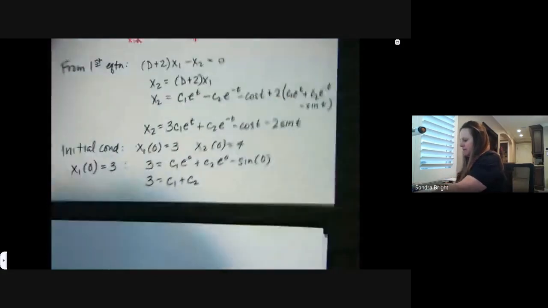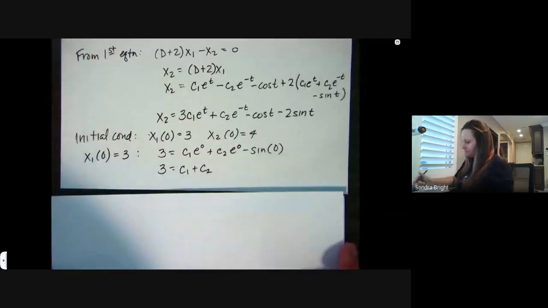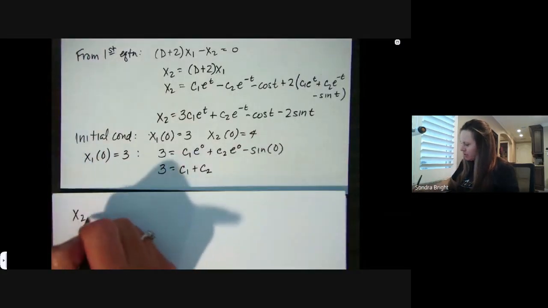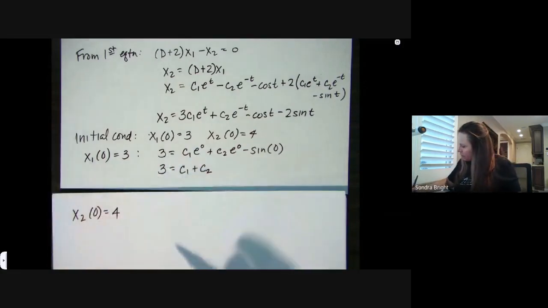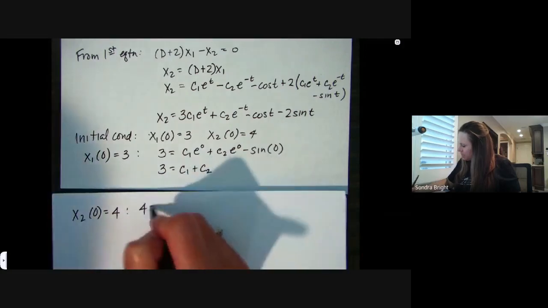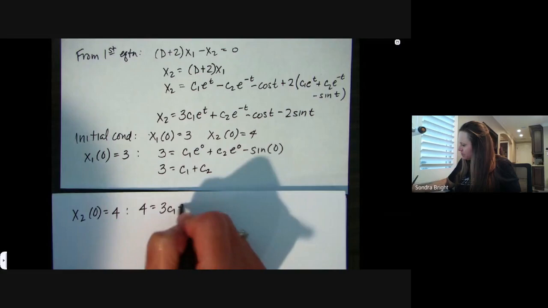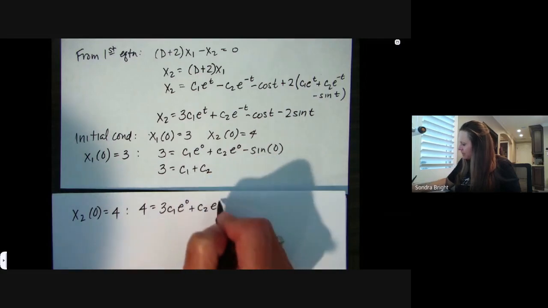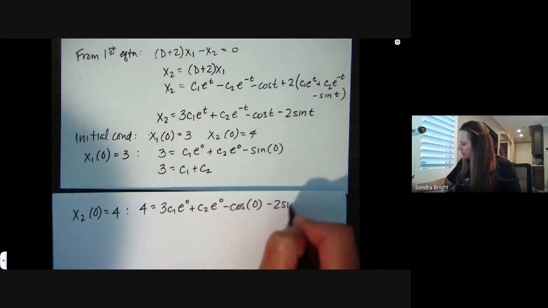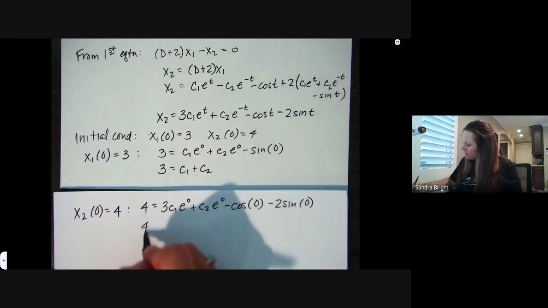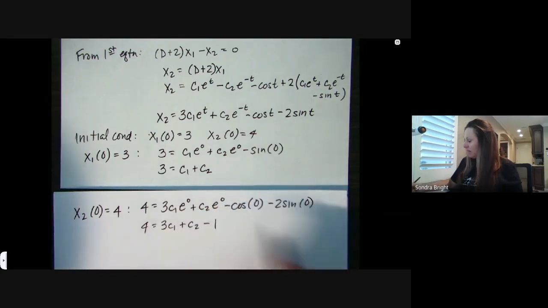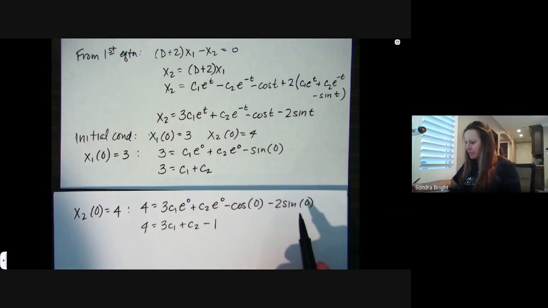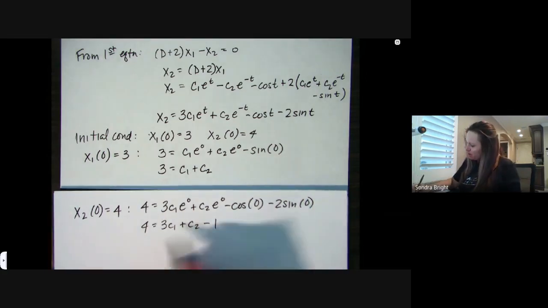Now we'll do the same thing, but with x2. The initial condition for x2 was that x2 at 0 was 4. And so we've got 4 is equal to 3c1 e to the 0 plus c2 e to the 0 minus cosine of 0 minus 2 times sine of 0. So that'll give you 4 is equal to 3c1 plus c2 minus 1, and then a minus 0. And so I can add this 1 over and make it 5 is equal to 3c1 plus c2.